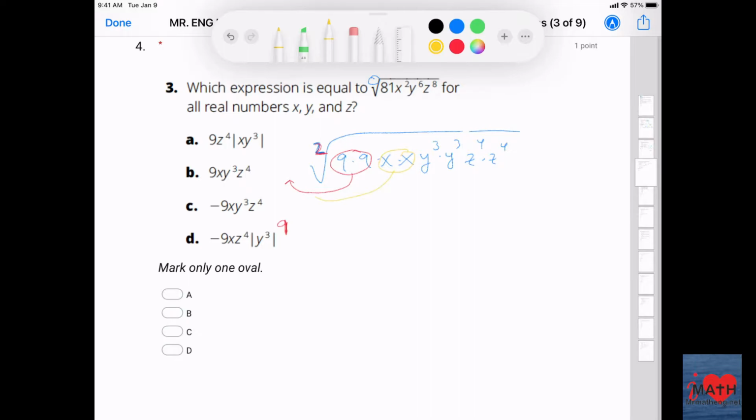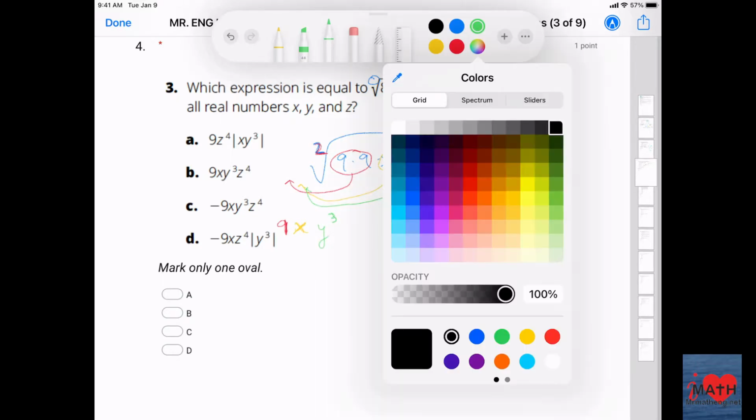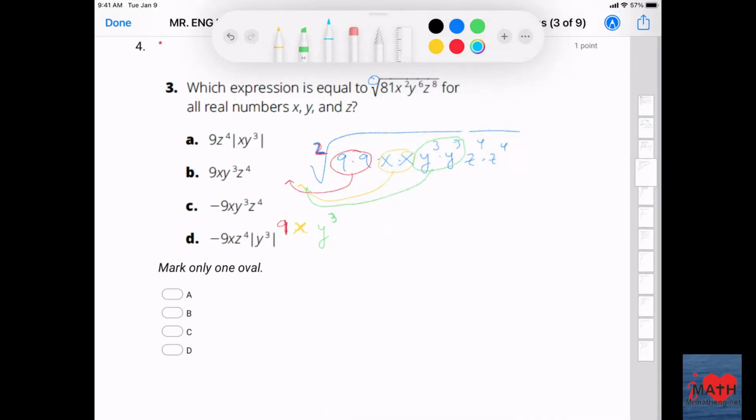There's a pair, comes out, x. There's a pair of them, right? Comes out, y to the third. And the last one, z to the fourth. Okay, they can all come out now, so that's a good thing.